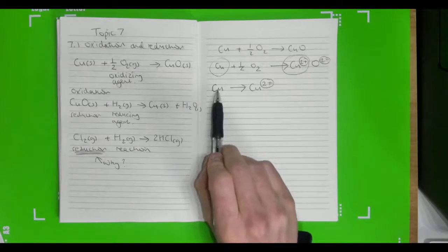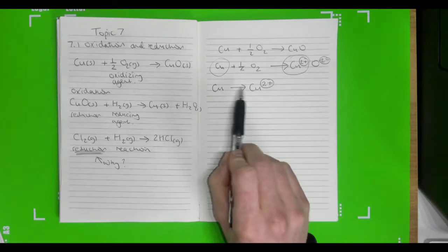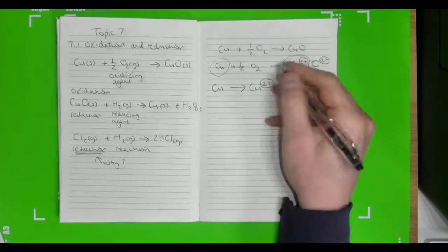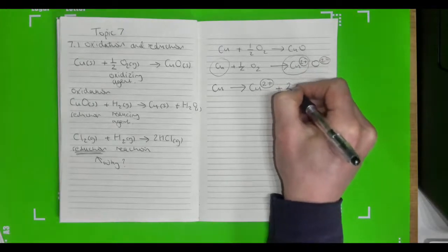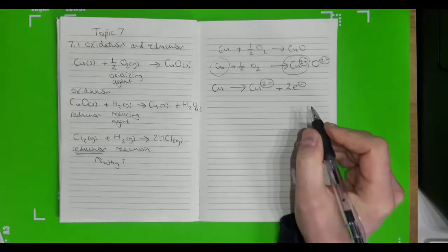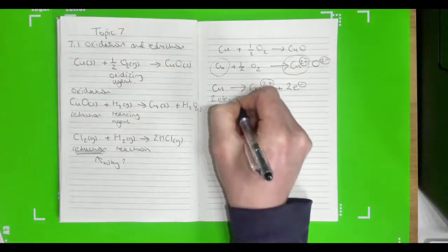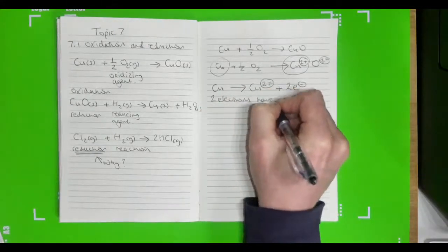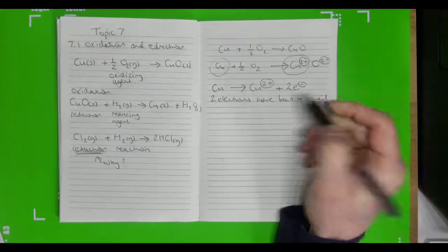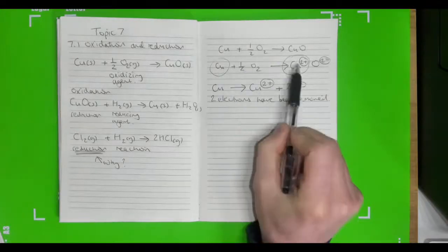Okay, to go from a Cu atom to a Cu2+ ion, what I've got to do is remove 2 electrons from the atom to give an ion. So I'll write down plus 2e minus. And plus 2e minus means 2 electrons. So what I've done is I've removed 2 electrons here. 2 electrons have been removed. This is what we call a half equation, because I've only shown what happens to the copper.